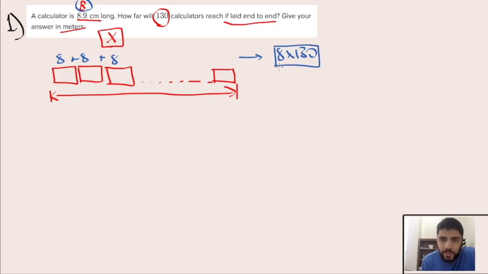So we know exactly what to do. We know that it's multiplication. We know that we're going to multiply by the number of calculators, which is 130. But we know the real length is 8.9. So let's do that now. Let's actually solve this problem. So 130 times 8.9. The way we multiply, like we've practiced many, many times, is we ignore the decimal point completely.